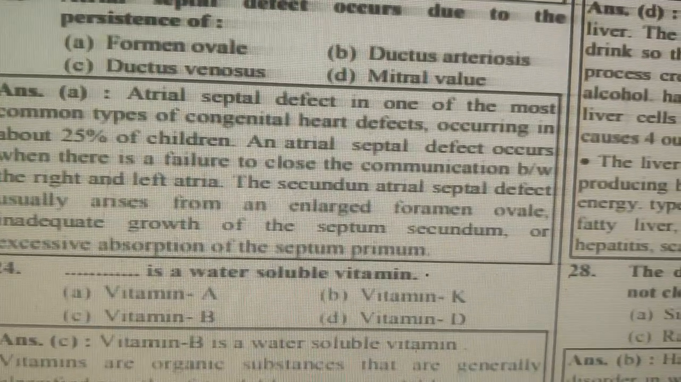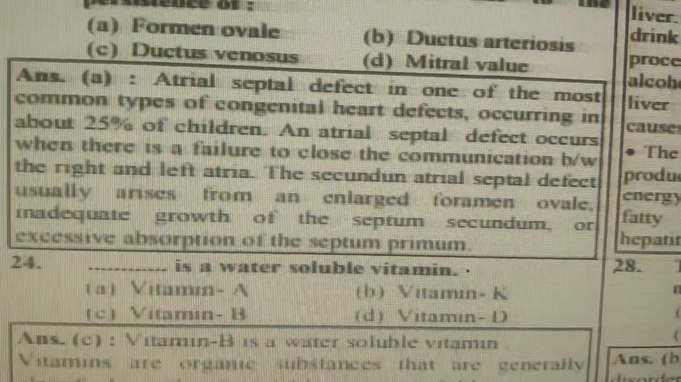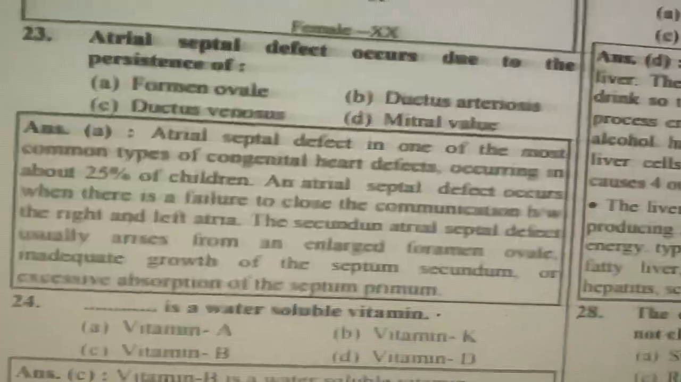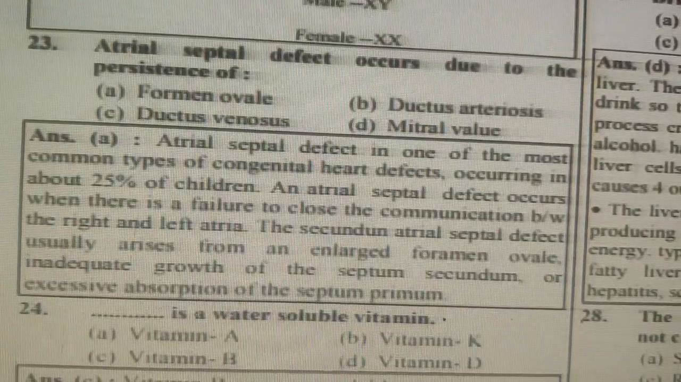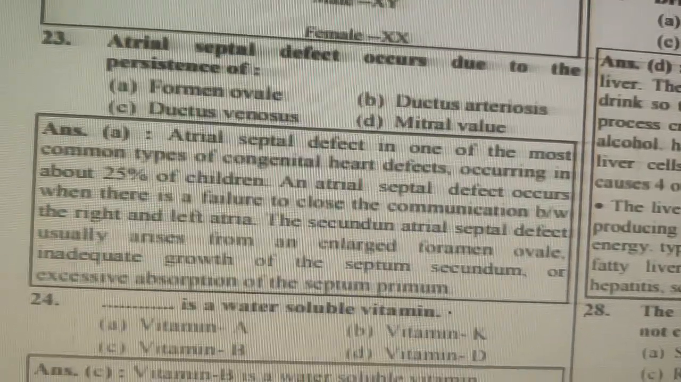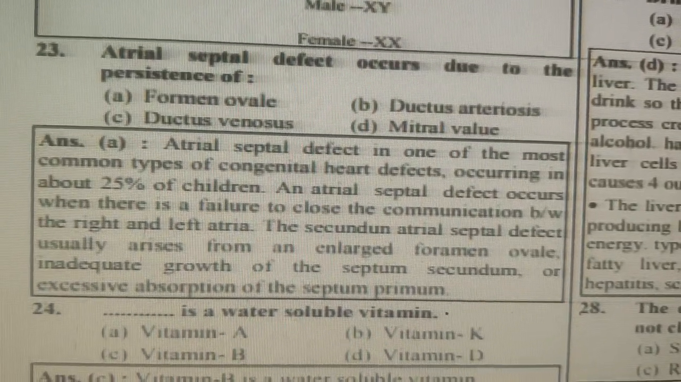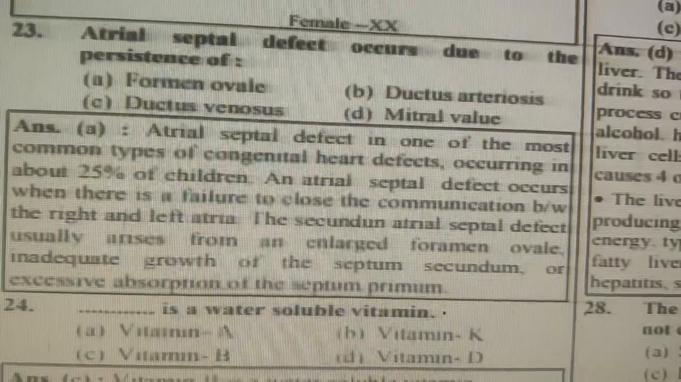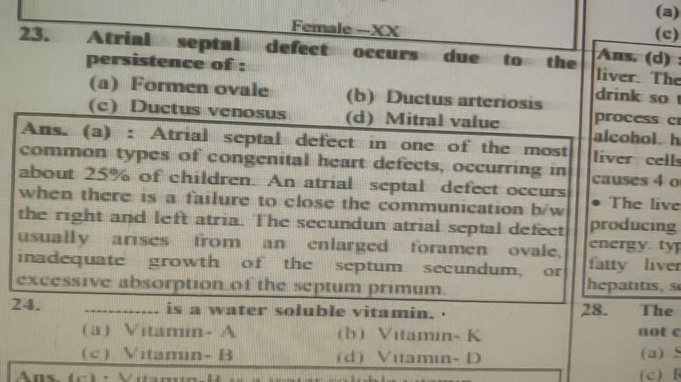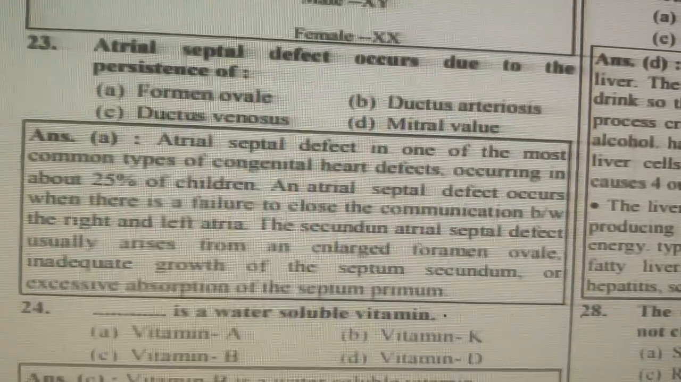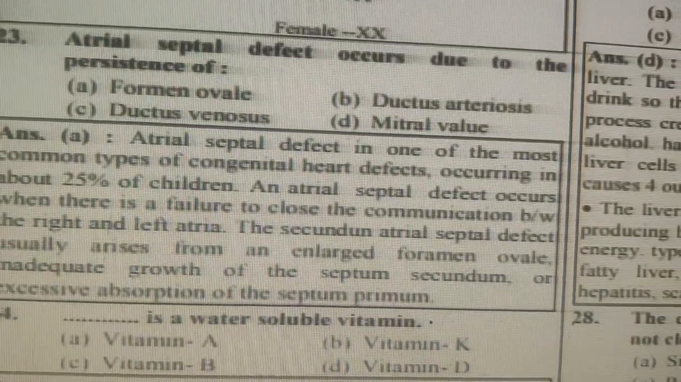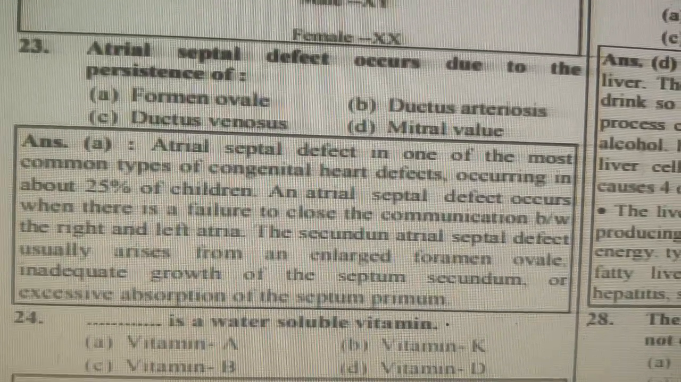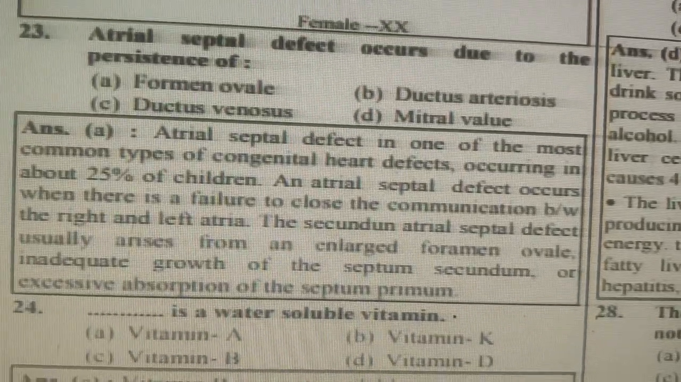Atrial septal defect is one of the most common types of congenital heart defect, occurring in about 25% of children. Atrial septal defect occurs when there is a failure to close the communication between the right and left atria. The defect usually arises from an enlarged foramen ovale, indicating growth of the septum and excessive absorption of the septum primum.